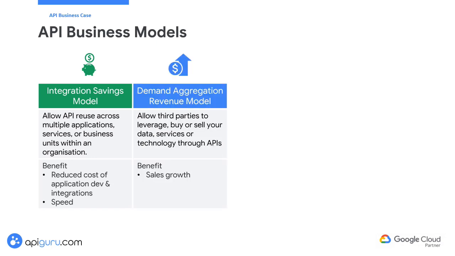With the demand aggregation revenue model, organizations can transform core assets into scalable revenue streams. By enabling third parties to leverage their capabilities through APIs, businesses can penetrate new markets, reach diverse customer segments, and explore innovative business models. This approach drives additional sales growth and fosters collaboration and innovation within an increasingly interconnected digital economy.